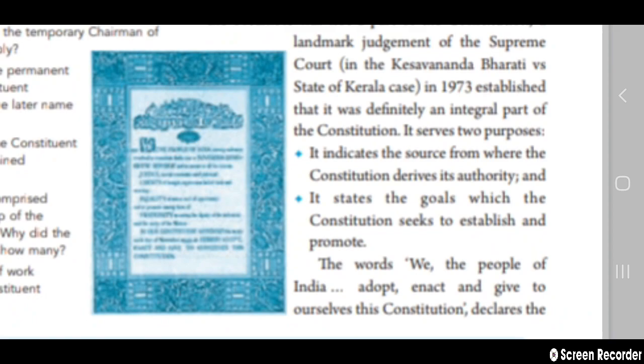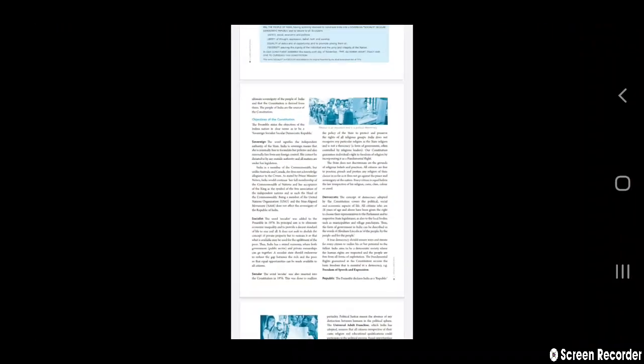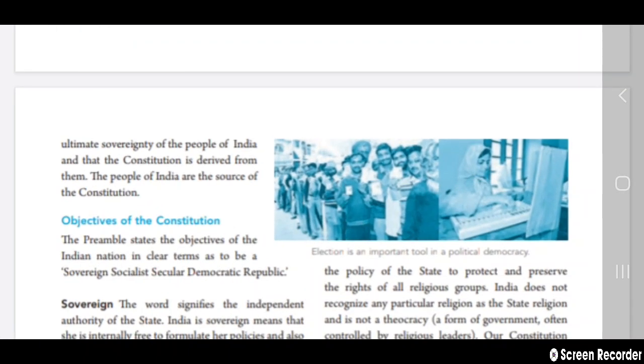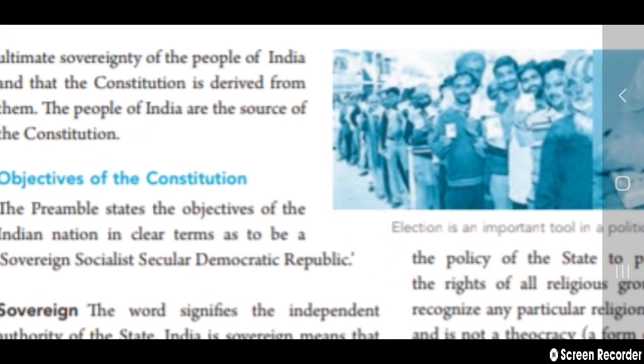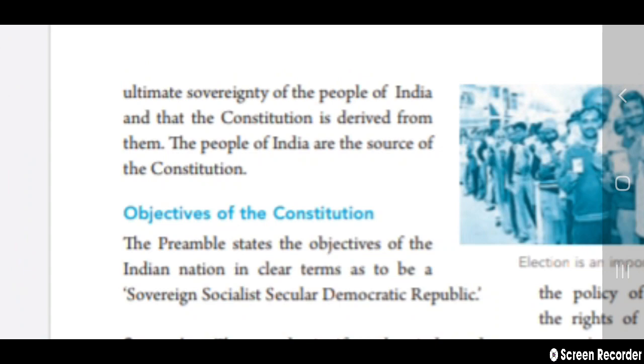declare the ultimate sovereignty of the people of India, and that the Constitution is derived from them. The people of India are the source of the Constitution. So what are the objectives of the Constitution?